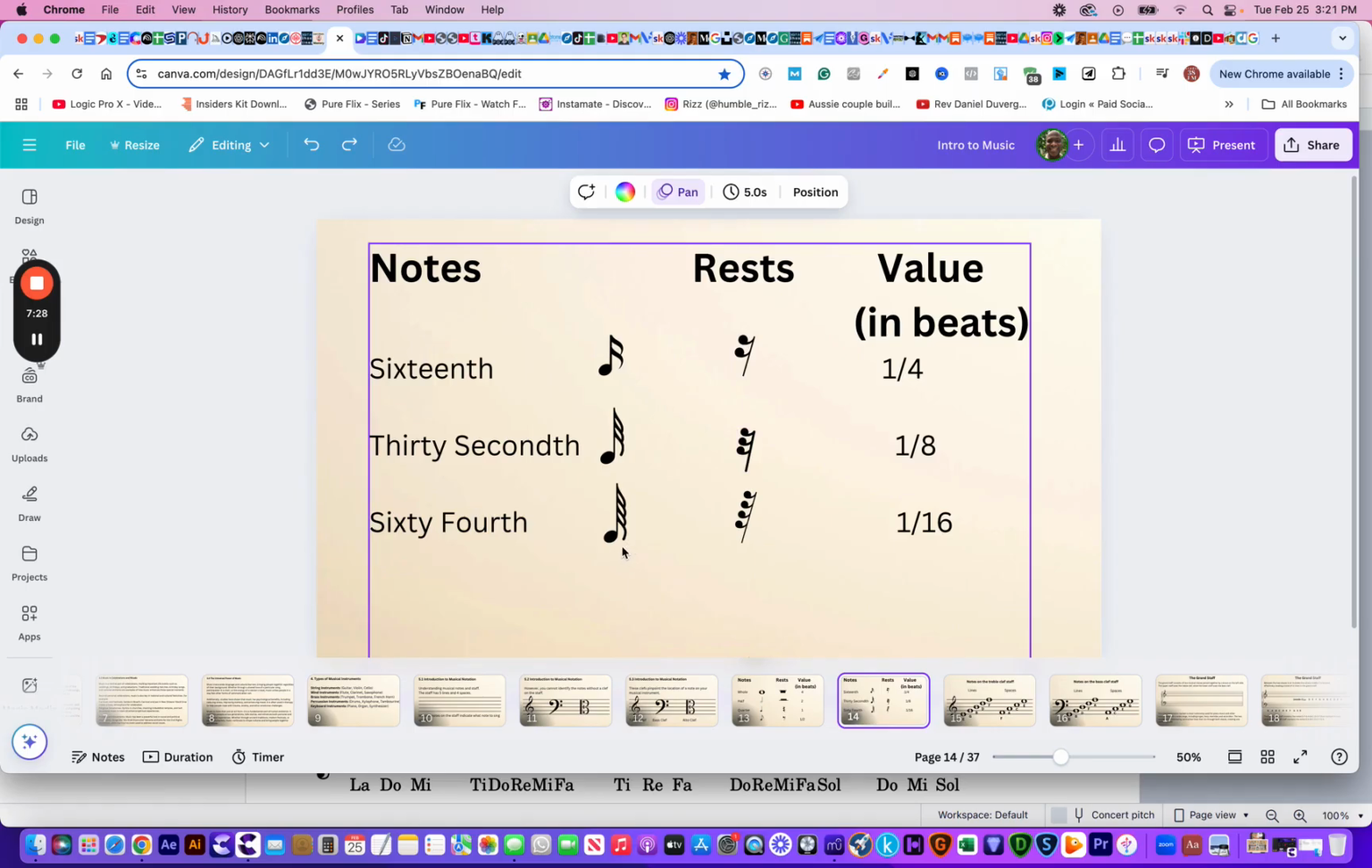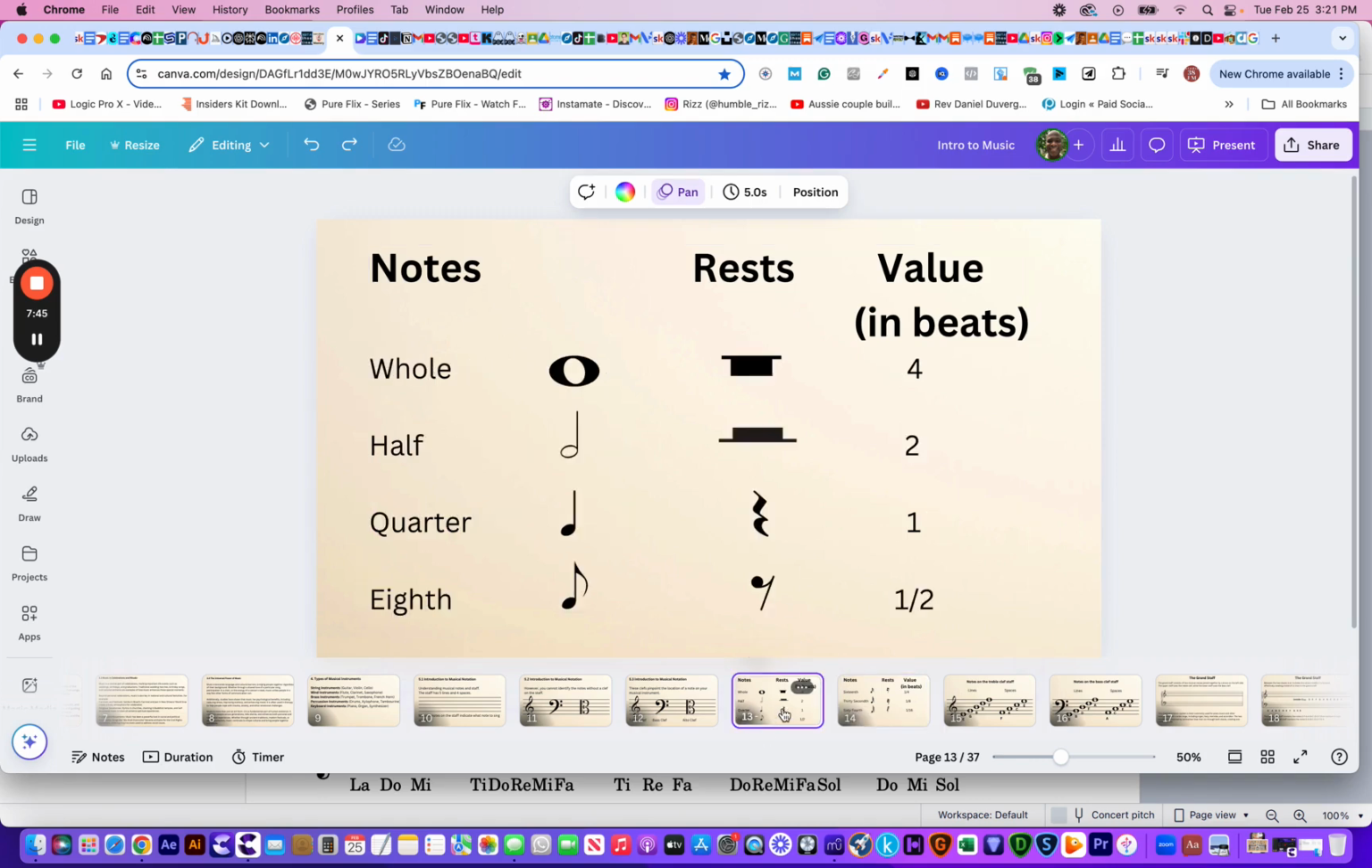And the 64th note is worth 1/16 of a beat, and the 64th rest is worth 1/16 of a beat. Okay, now let's go back to the previous notes. So you have their shapes.